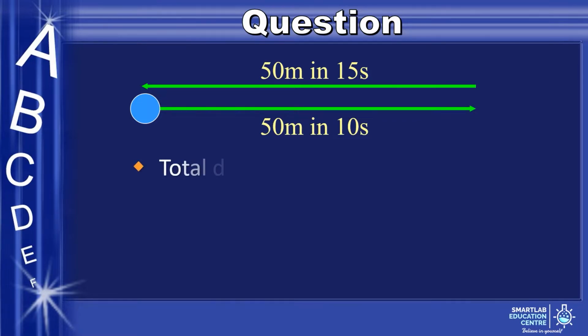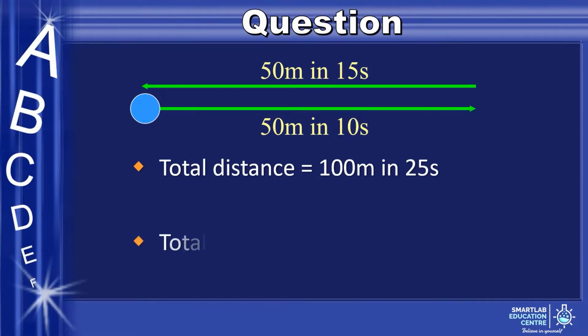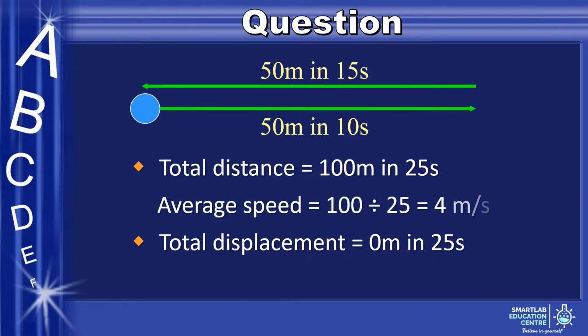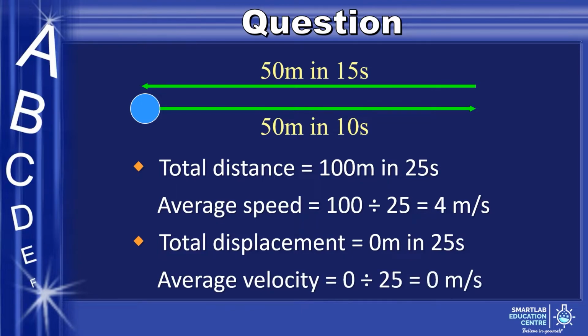the total distance covered by the object is 100 meters in 25 seconds, while its displacement is 0 meters in 25 seconds. Hence, the average speed is total distance divided by the time taken, which is 4 meters per second. Whereas the average velocity, which is the total displacement divided by the total time, is 0 meters per second.